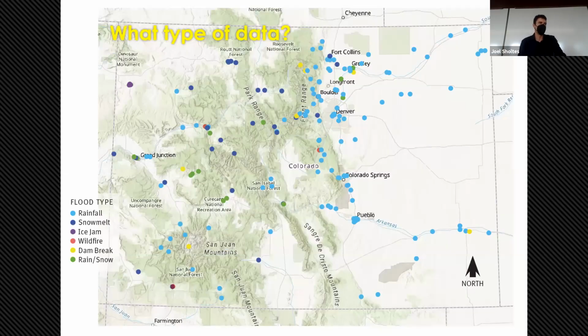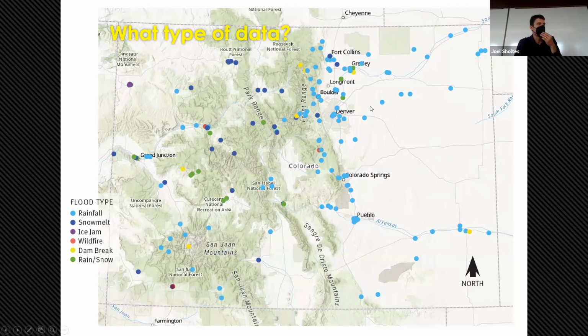All right, so looking at this, we have type of flood across the state. What kind of data do we have here? What do you think, Justin? Yeah, categorical. Nominal, categorical. Yeah. Good job.